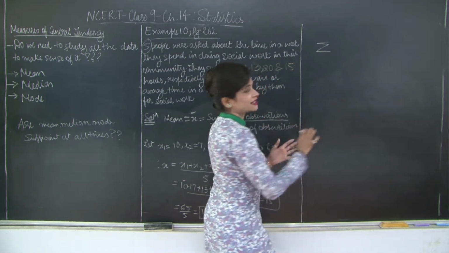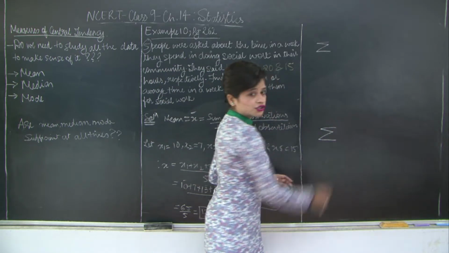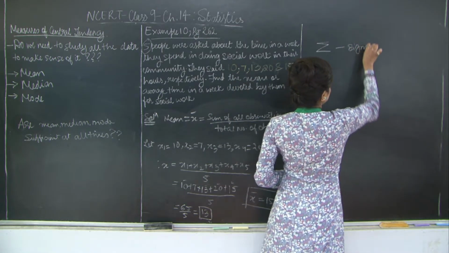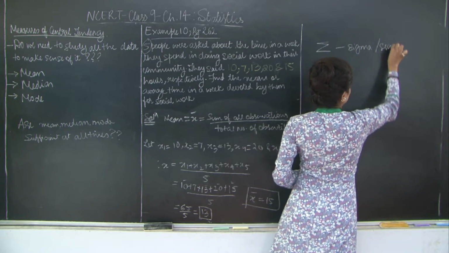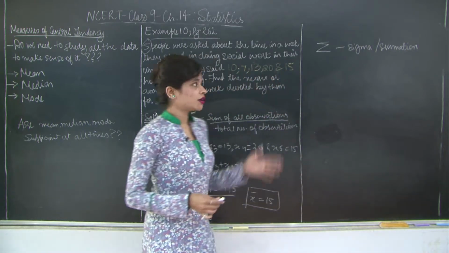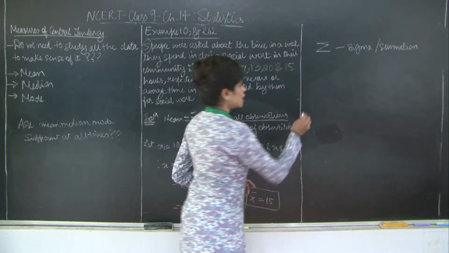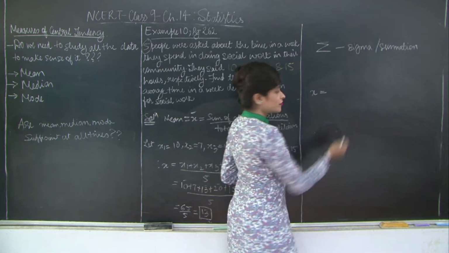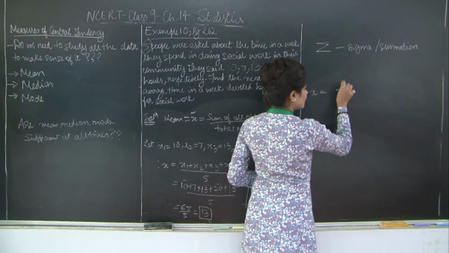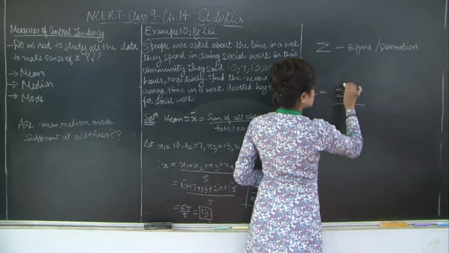So this is nothing but sigma or summation. It's a Greek letter which denotes that the values after it need to be added. Now see how we are going to denote this. I am going to say x bar is equal to the summation of i equal to 1 up to n of xi, upon n.